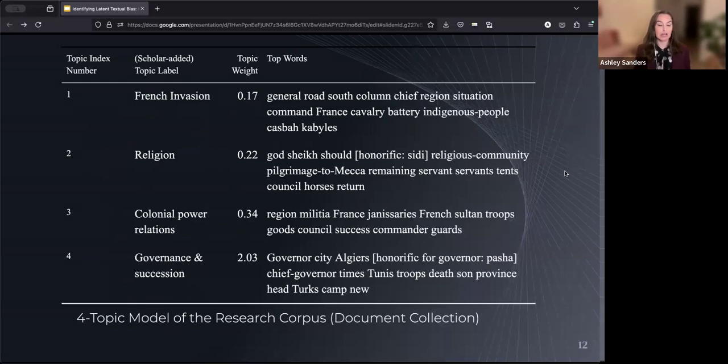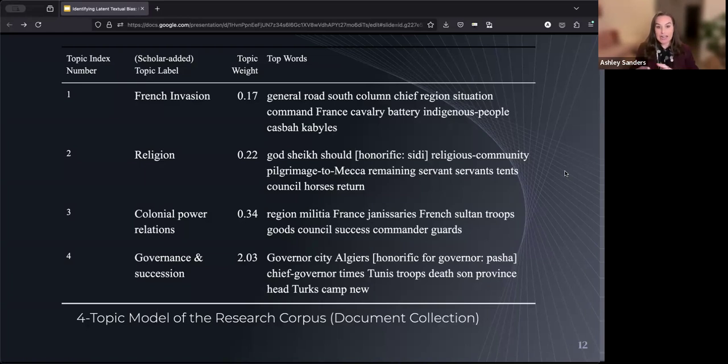So here's an example of a very small model with only 4 topics, but it'll give us a sense of the kinds of information that we can pull out of a topic model. So the algorithm gives us the topic index number, the topic weight, and the top words. I've translated the words from my French sources into English here just because my presentation is in English, but I do have all the originals again in my GitHub repository. So here we see there are 4 different topics in this model.